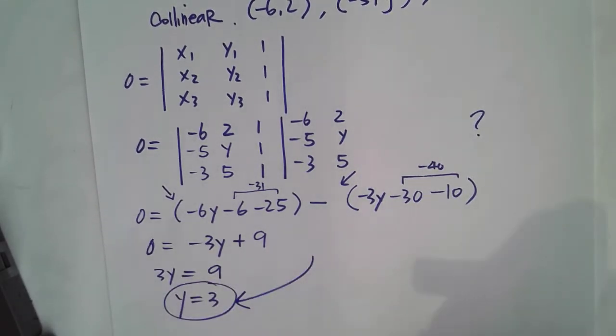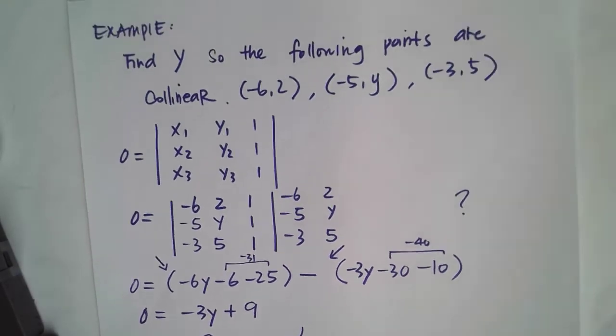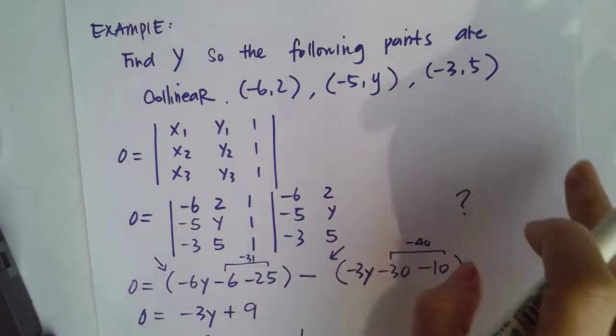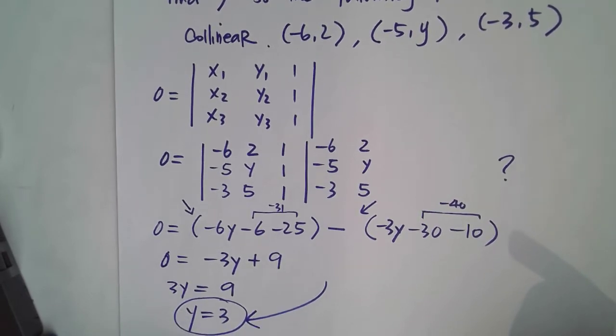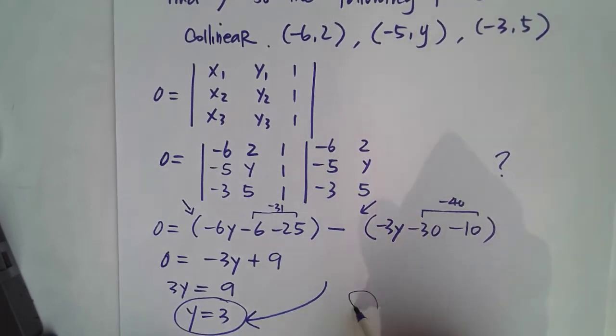So what does that mean? Let's make a conclusion. If y was a 3, these 3 points would be collinear. Okay? That's how you do this guy. All right, let's try another example.